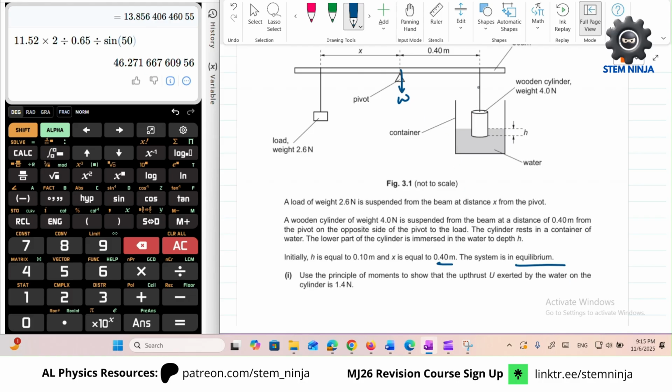Okay, so you have to remember that the tension over here is actually caused by two things: the weight and the upthrust. So first off, what we need is the force that is acting over here, and then we can see what is equal to what.